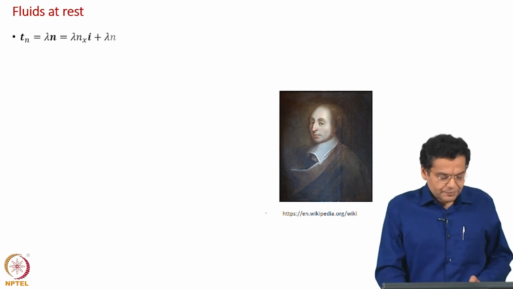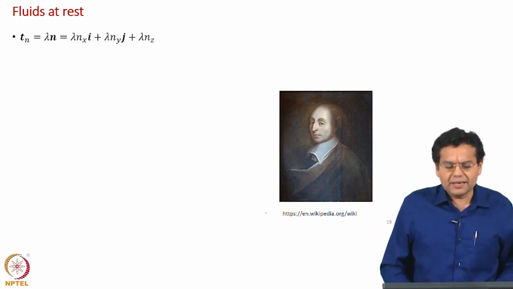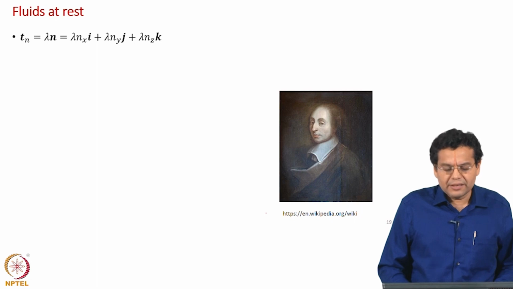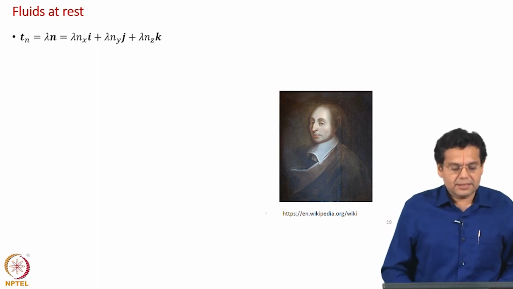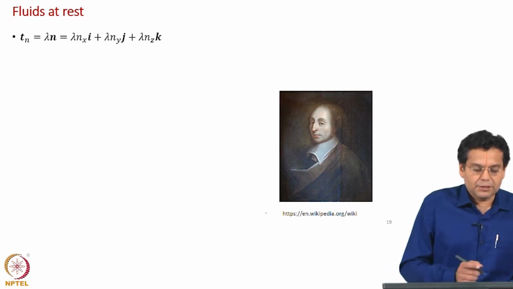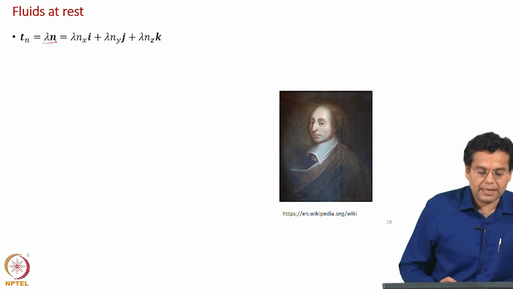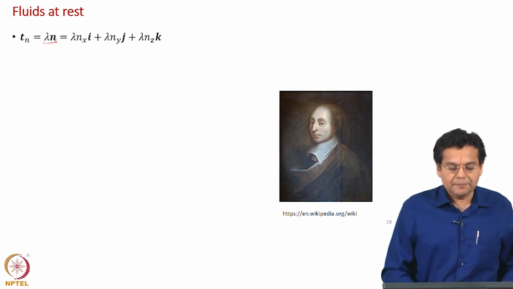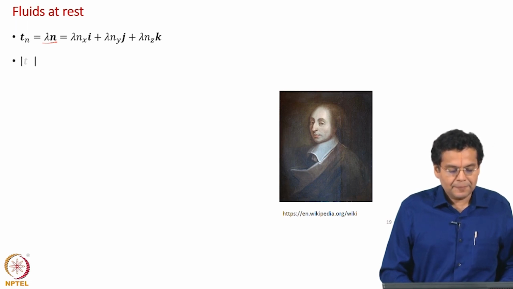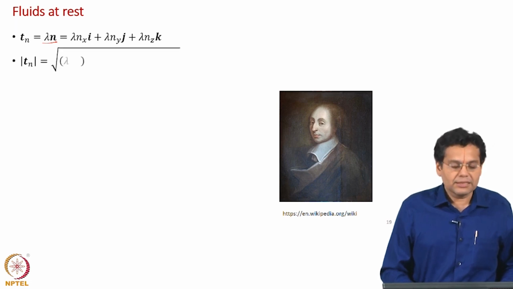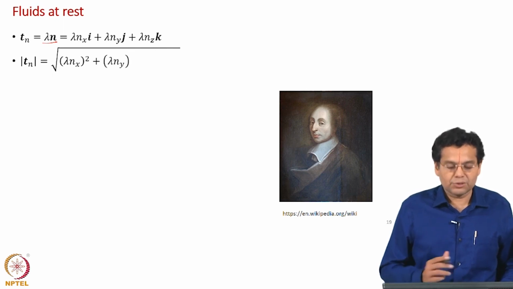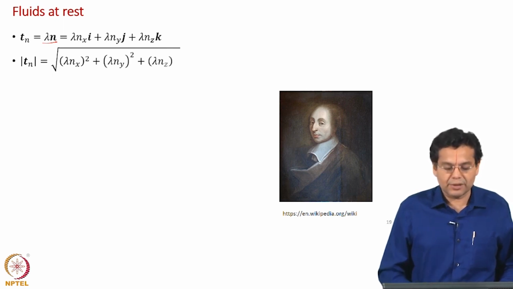Now, let us proceed further, look at one more characteristic. The stress vector was along the normal. So, we represent it as lambda times n vector. This expression we have seen already, multiplying each component with the lambda. Now, let us find out what is the magnitude of the stress vector. What is that? Just square of all the components and then take square root.